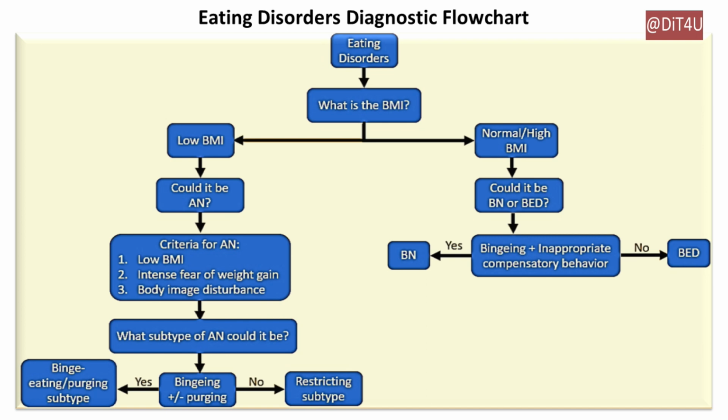Then you ask yourself, is it binge eating associated with inappropriate compensatory behavior? If both are present, then it is bulimia nervosa. If it is only binge eating episodes, it is binge eating disorder. If it is not fitting into any of these questions, you cannot answer convincingly, then you go for unspecified eating disorders.